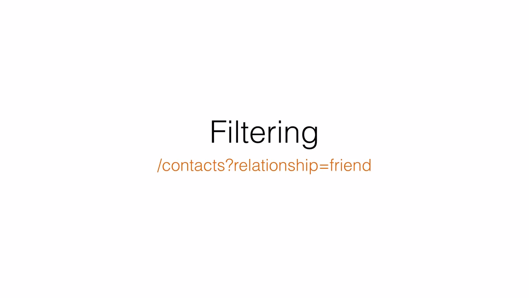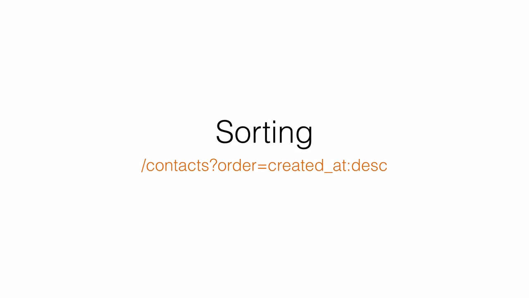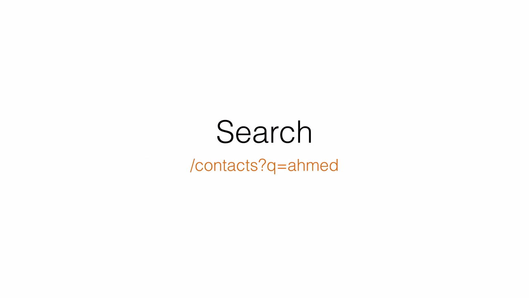So if you're trying to do something like filtering, well, you can do that. You can add, for example, here relationship equals friend, and now instead of getting all of the contacts, what you're getting is the contacts that have a relationship that equals friend. Of course, on the server side, you would have to implement this. In the example code that I'll share with you at the end, I have implemented this, so you can see how it's been implemented. You can do sorting like this, where if someone sends in order equals something, then you can order the collection like that. You can also do search. Here I'm saying, search for someone with the name Ahmed.